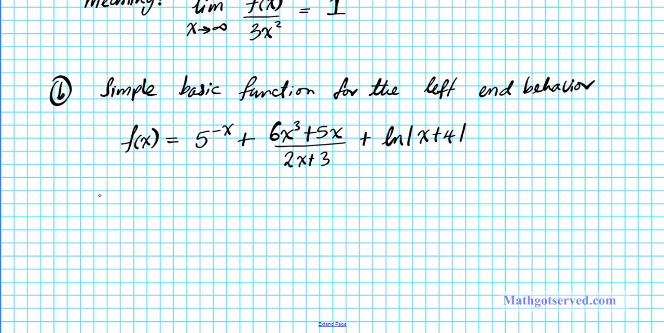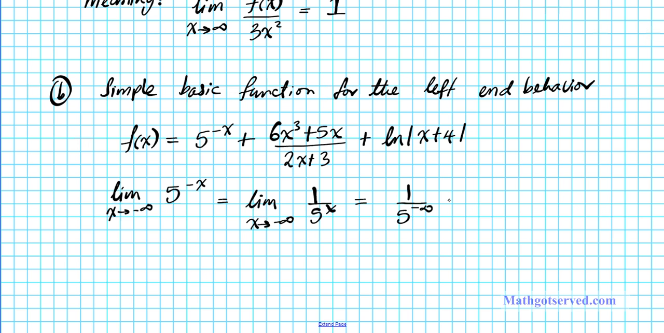So for the first one, we're going to do the limit as x approaches negative infinity of 5 to the negative x. You can express this as the limit as x approaches negative infinity of 1 over 5 to the x. And then we can do a substitution here. We have 1 over 5 to the negative infinity.